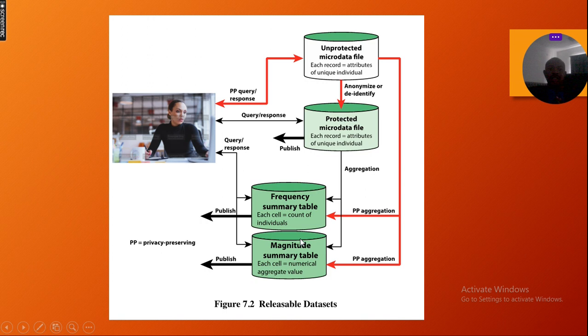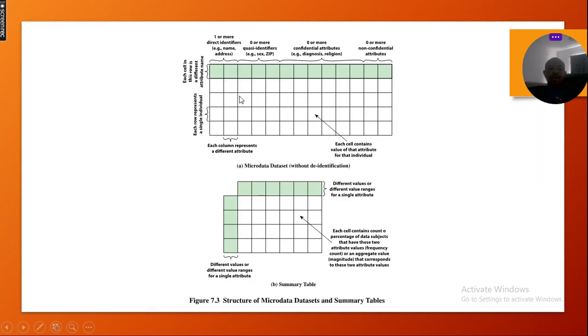So these data sets are protected. Now let's move on quickly. So this is showing it in the structure of the macro data set and summary table. Okay, macro data set and summary table.